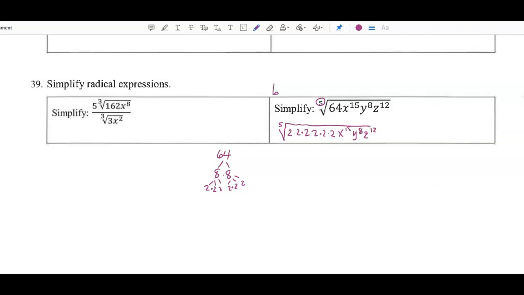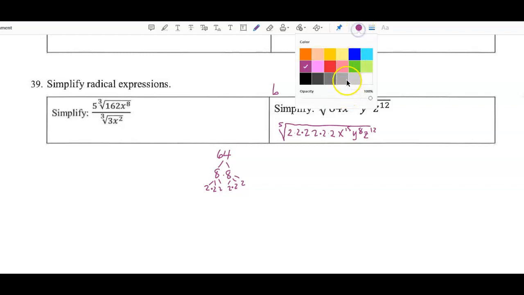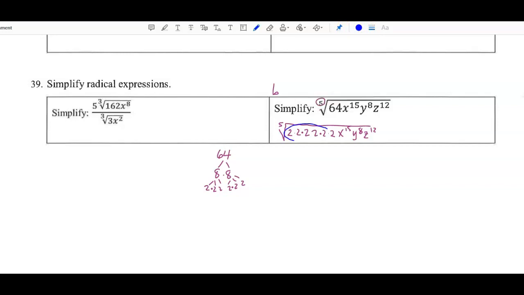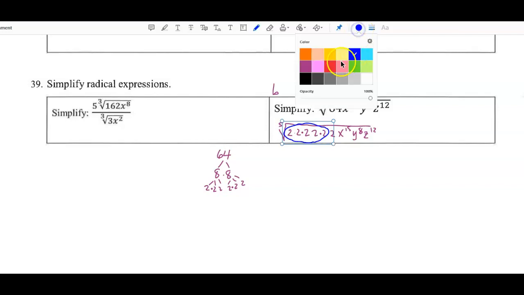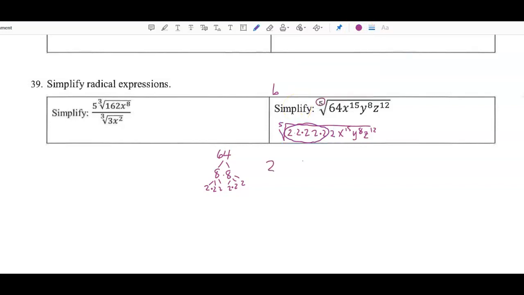All right, so remember that we need groups of 5 in order for them to be able to come out. So we'll take these 5 to come out, and that leaves a 2 still inside, right? So I've got a 2 on the outside, and then a 5th root of 2 on the inside.